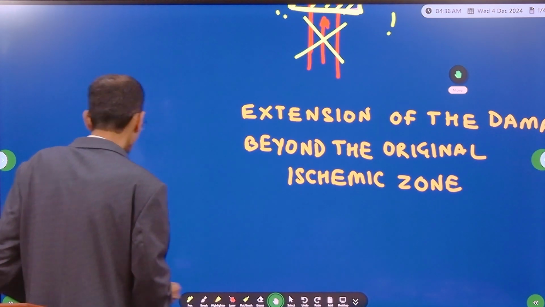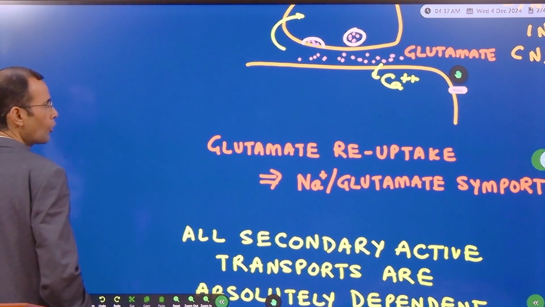Let's understand why it happens. What's the pathophysiology of penumbra?